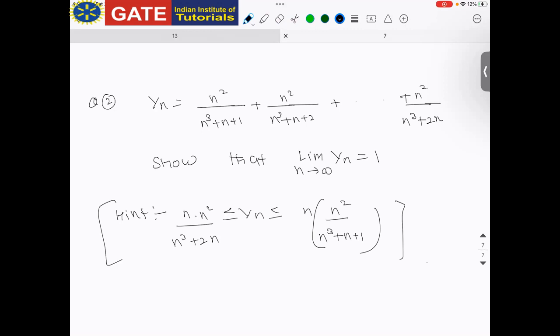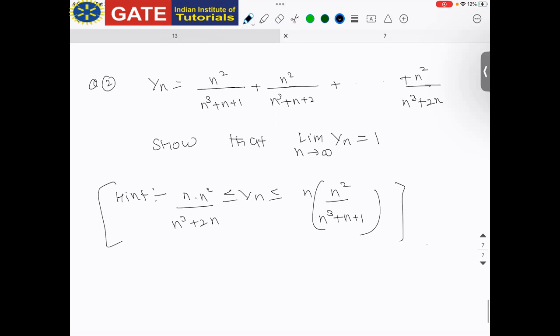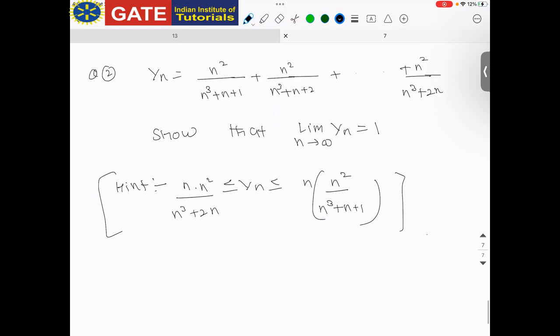Sir, can I tell the proof for this hint? Yeah, tell me. Sir, we are taking yn as a summation of terms. So there are n terms, and each term is of the form n cube plus n plus i. And we know that n cube plus 2n will definitely be greater than n cube plus n plus i, where i is not equal to n. So n times n square by n cube plus n plus 1 will be greater than n times n square by n cube plus 2n.